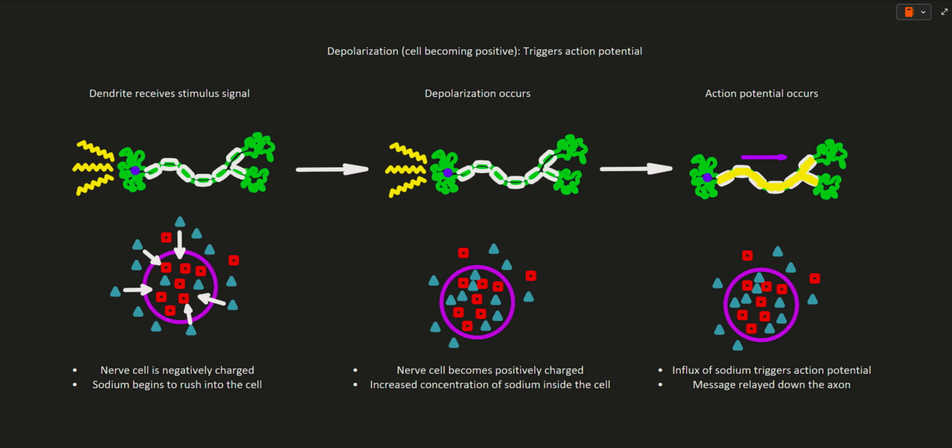To begin with, nerve cells are negatively charged. However, when a dendrite receives a signal, sodium begins to rush into the cell. Sodium is positively charged, and when it begins to enter, the cell starts to become positive. This is known as depolarization. This depolarization triggers an action potential, and now the message can be relayed down the axon.